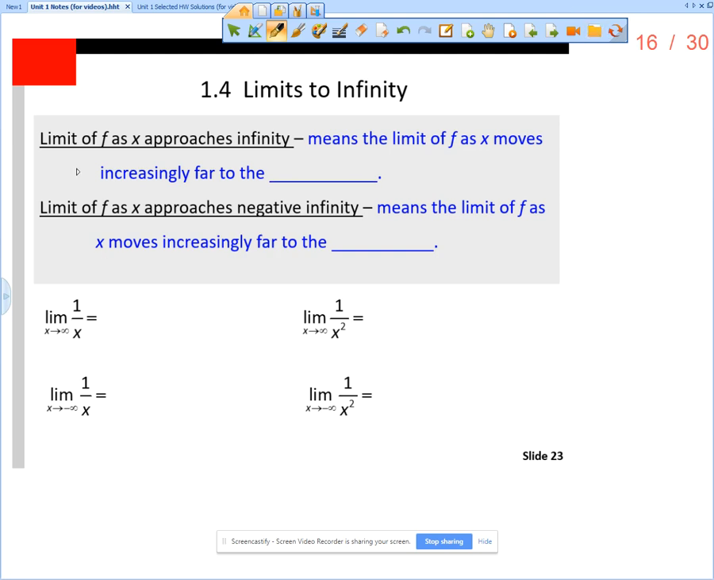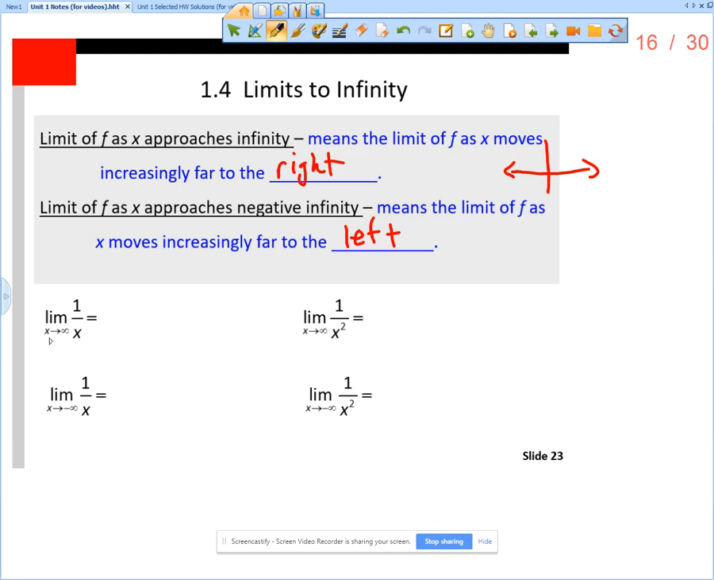So in this section, we're talking about the limit of f of x as x approaches infinity. So what does this mean? Well, if x is approaching infinity, this means we're looking for the limit of f as x moves increasingly far to the right. If x is approaching infinity, we're moving along the x-axis to the right. Which means that the limit of f as x approaches negative infinity means the limit of f as x moves increasingly far to the left. Not really a difficult thing to visualize.